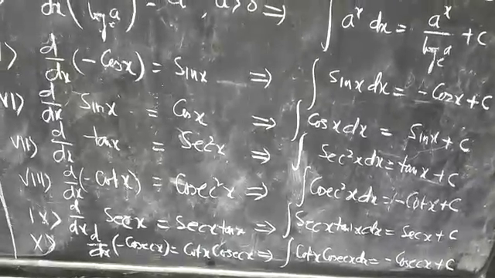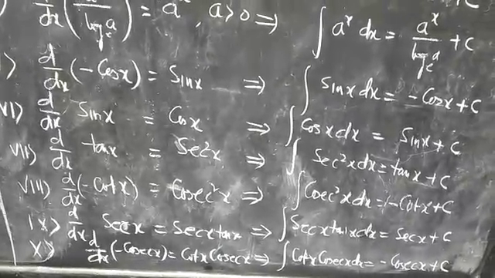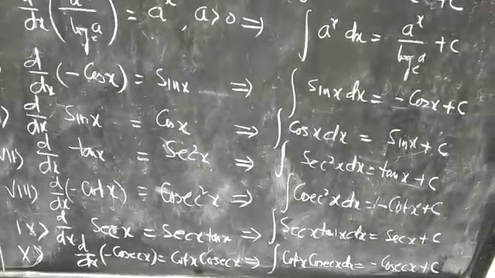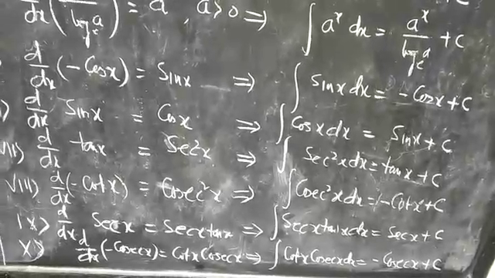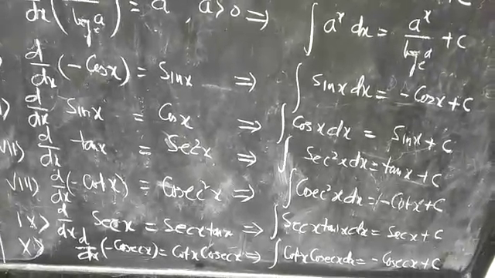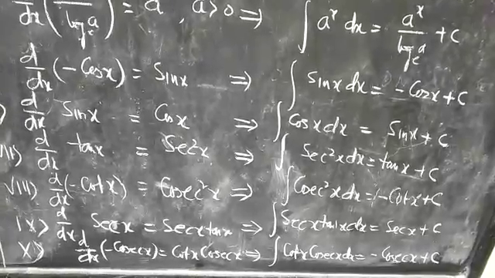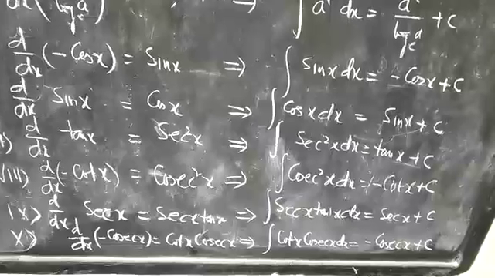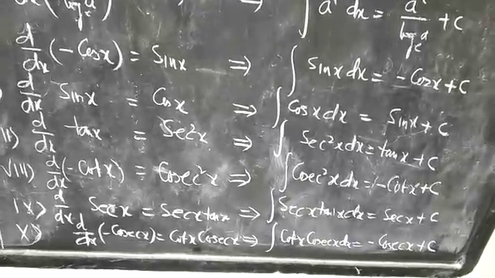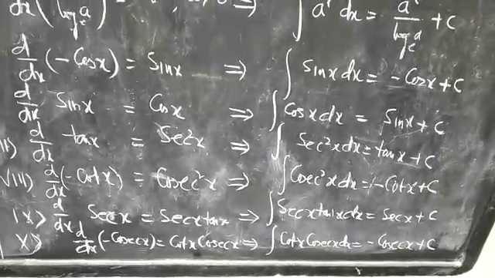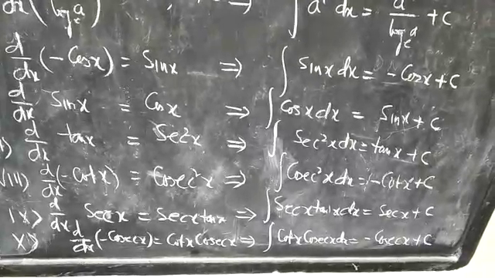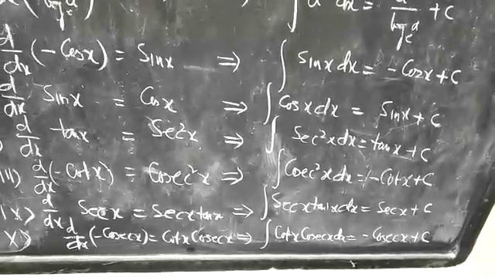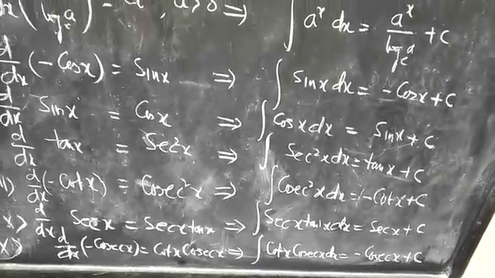Next, d/dx of minus cot x is equal to cosec square x, which implies that the integration of cosec square x dx is equal to minus cot x plus c. And next, d/dx of sec x is equal to sec x tan x, which implies the integration of sec x tan x dx is equal to sec x plus c. Next, d/dx of minus cosec x is equal to cot x cosec x, which implies the integration of cot x cosec x dx is equal to minus cosec x plus c.